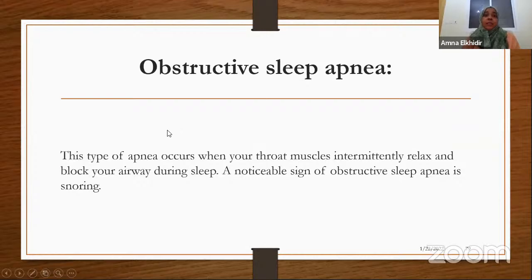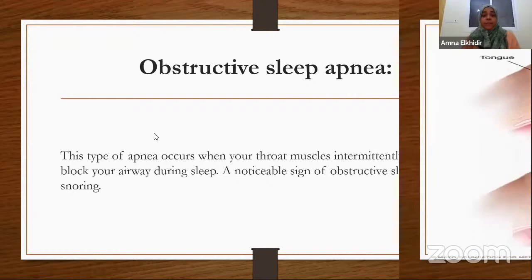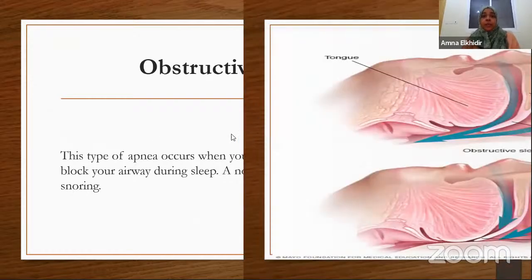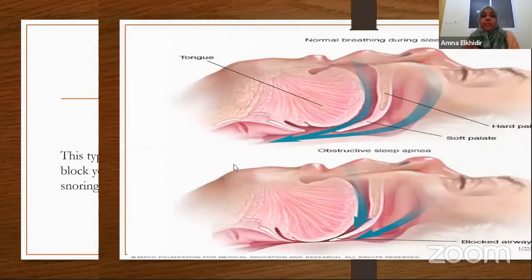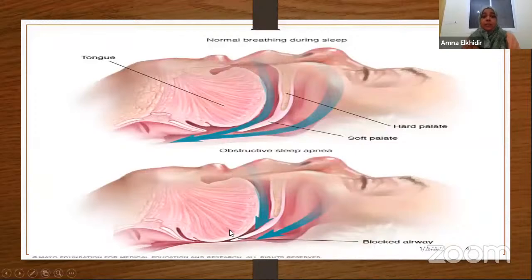The last thing is obstructive sleep apnea. This type of apnea occurs when your throat muscles intermittently relax and block your airway during sleep. The most noticeable sign of obstructive sleep apnea is snoring. Here we see a normal upper airway, the air goes easily, and this is a blocked airway in obstructive sleep apnea.